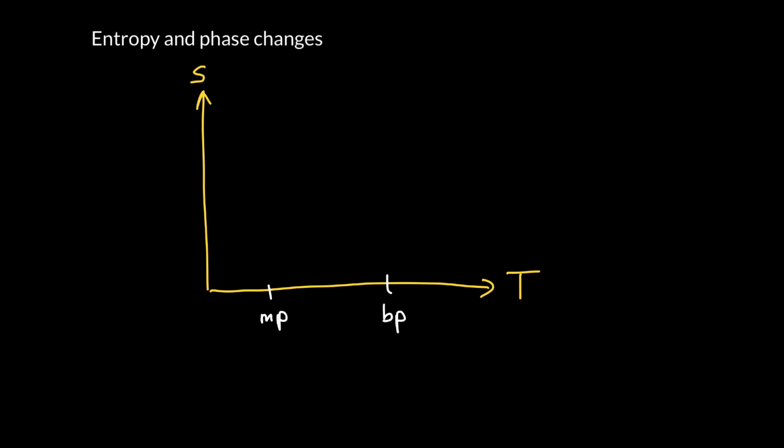Below the melting point, of course, we've got the solid phase. Above the melting point, we've got the liquid phase. And above the boiling point, we've got the gaseous phase. In the solid phase, the structure is nicely arranged. We've got a perfect crystal. In fact, if we have a perfect crystal at absolute zero, our entropy at absolute zero will be zero. We'll see that that is actually the third law of thermodynamics.